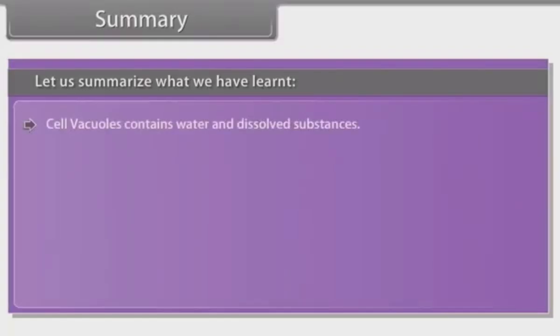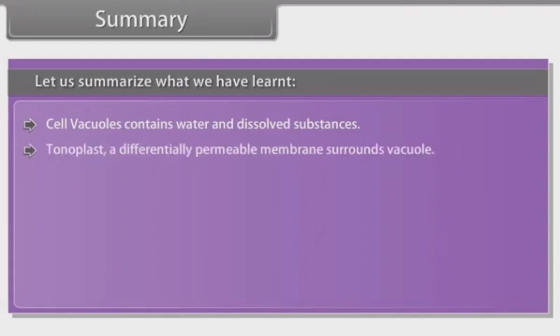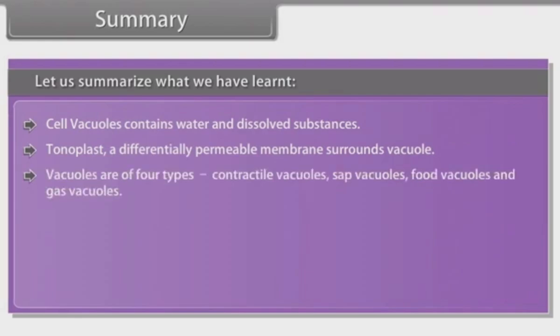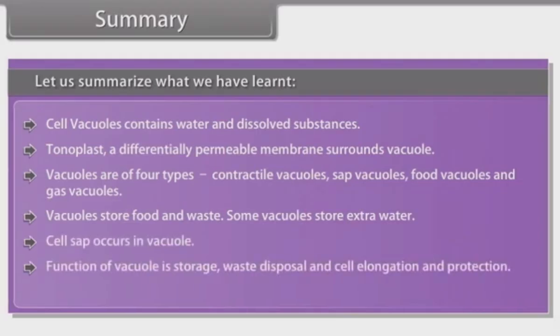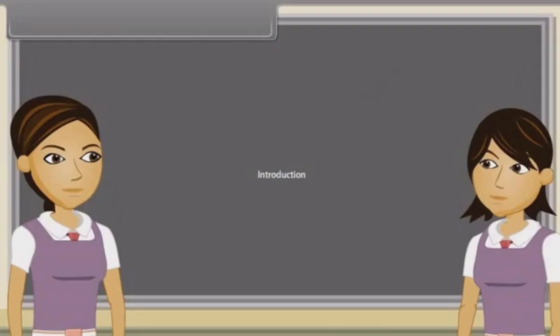Cell vacuoles contain water and dissolved substances. Tonoplast, a differentially permeable membrane, surrounds vacuole. Vacuoles are of 4 types: contractile vacuoles, sap vacuoles, food vacuoles, and gas vacuoles. Vacuoles store food and waste. Some vacuoles store extra water. Cell sap occurs in vacuole. Function of vacuole is storage, waste disposal, and cell elongation and protection.